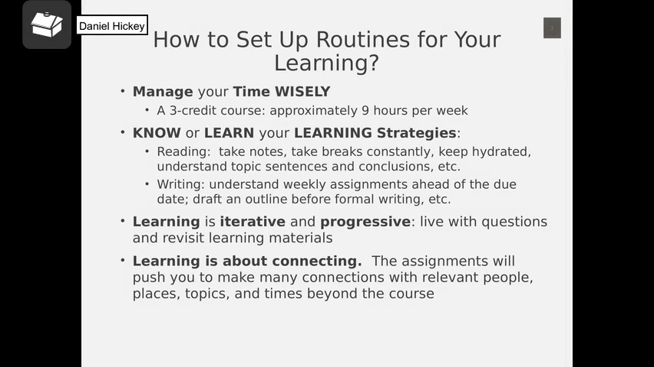I'll start with some very basic advice on setting up learning routines to support your own learning about learning in this course. First and foremost, you want to manage your time wisely. A 3 credit course is approximately 9 hours per week. This is a fully asynchronous course, and so there's no formal meeting time. But you really should be spending at least 9 hours a week on this course, or you will get behind, and you do not want to get behind if you can avoid it.